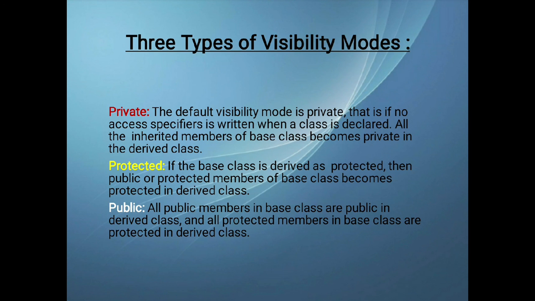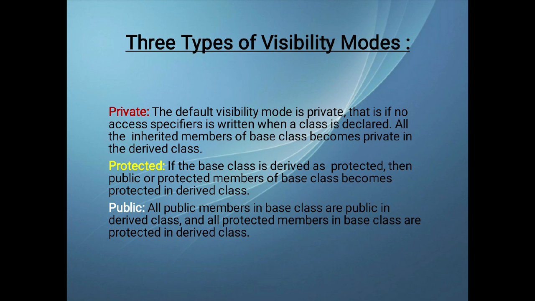So when the members of the base class are public, and in the derived class the base class members are accessed publicly, then the members of the base class in the derived class also become public. And in the case it is protected, then the members of the base class in the derived class also become protected.